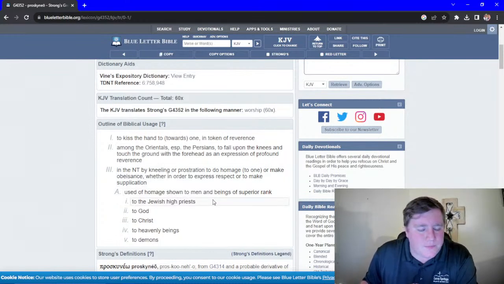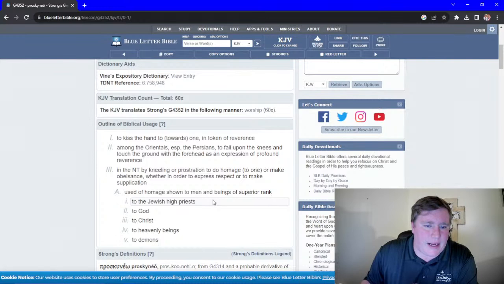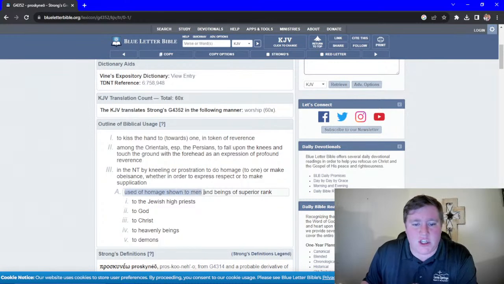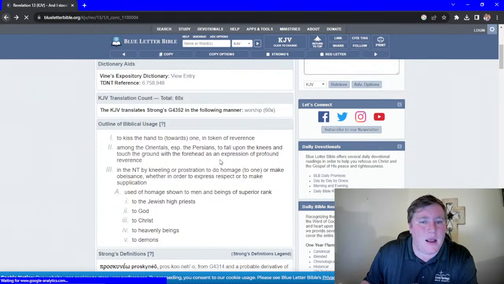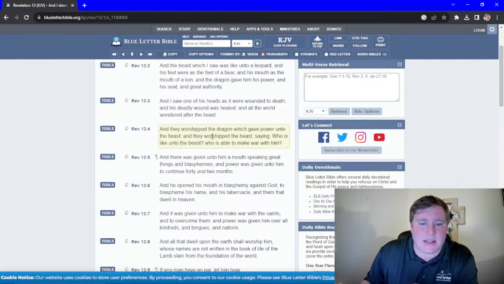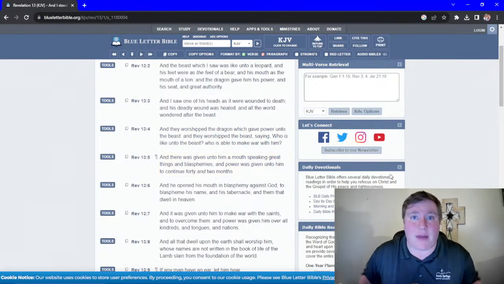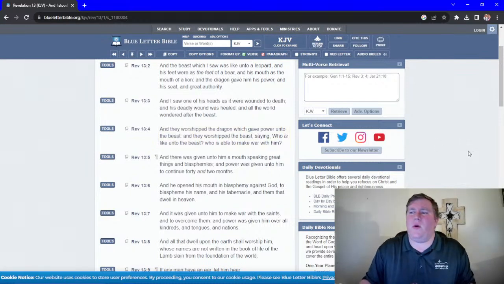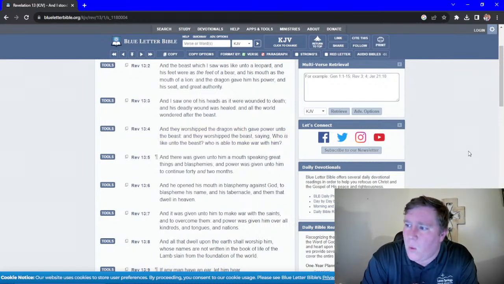But it also means homage shown to men and beings of, so men, also men. So what does the word worship here mean when he says they worship the dragon? Well, that's where they bow down and they actually worship, as to a deity. But then they say, and they worship the beast. Well, what do you mean they worship the beast? Well, they praise it.